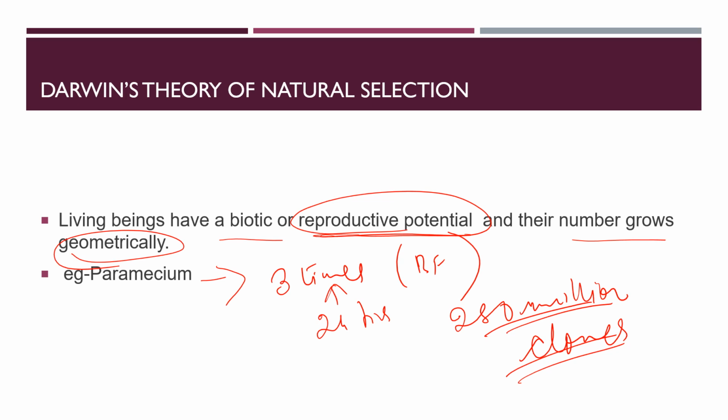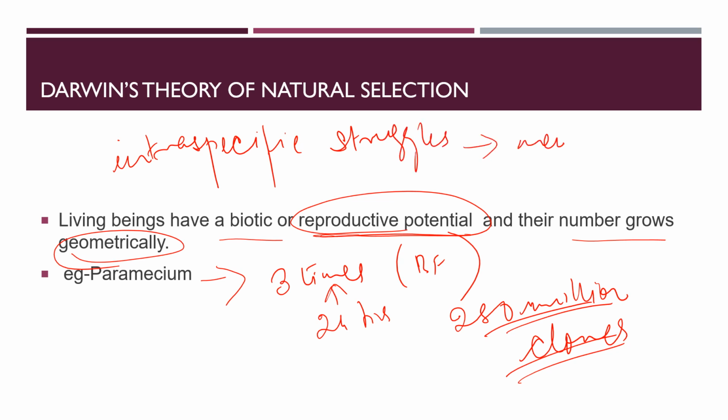So there is an intra-specific struggle. This is an intra-specific struggle between the organisms or members of the same species. And there is an interspecific struggle for food, space, and mate with the members of other species.